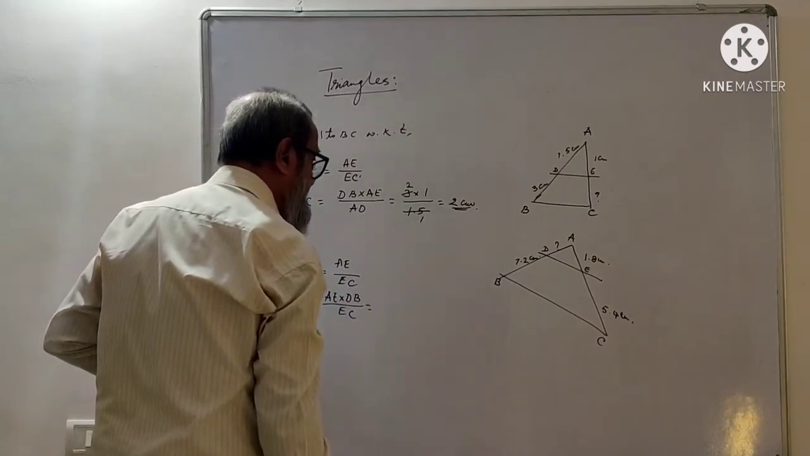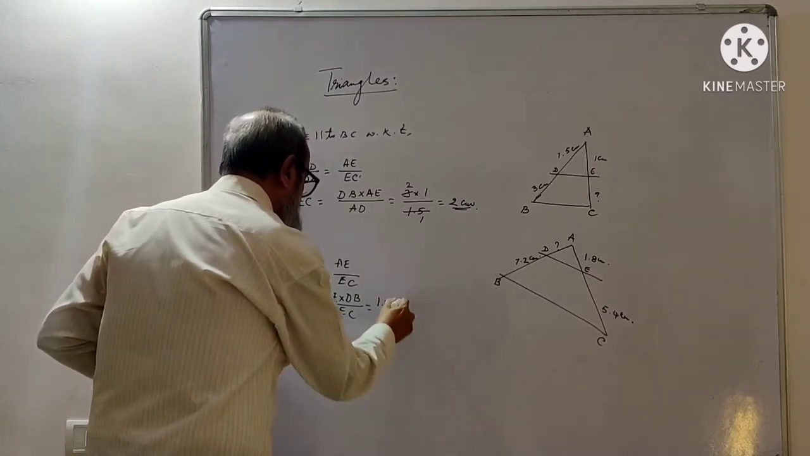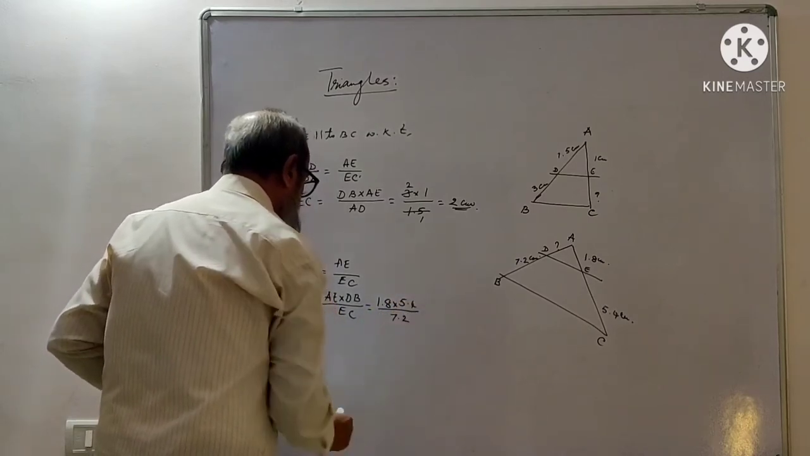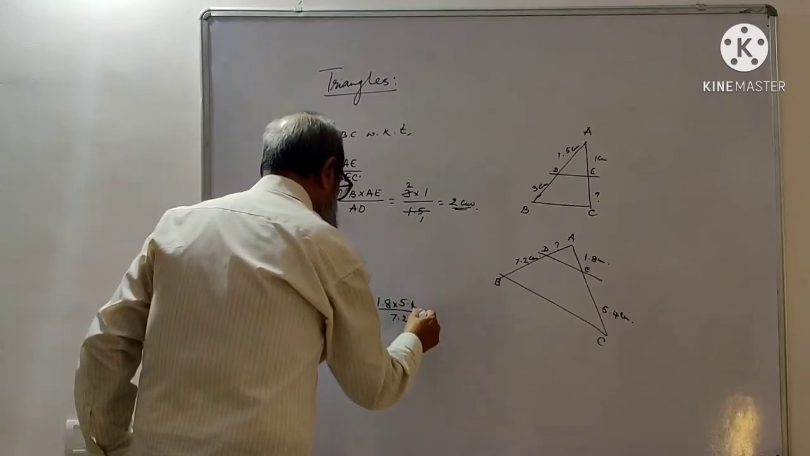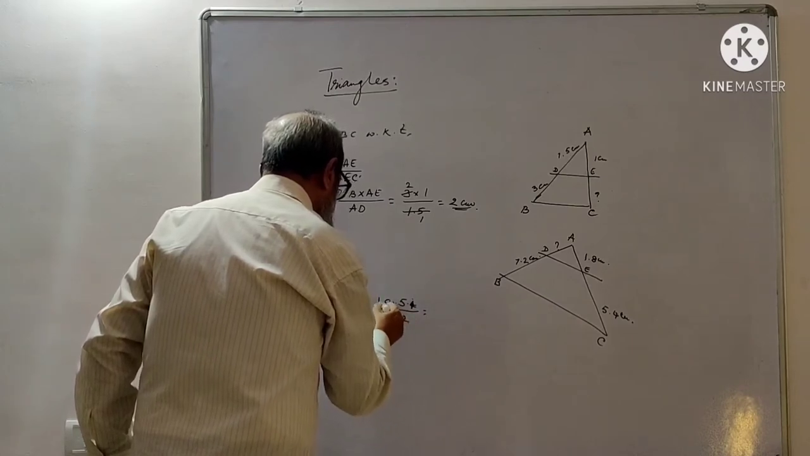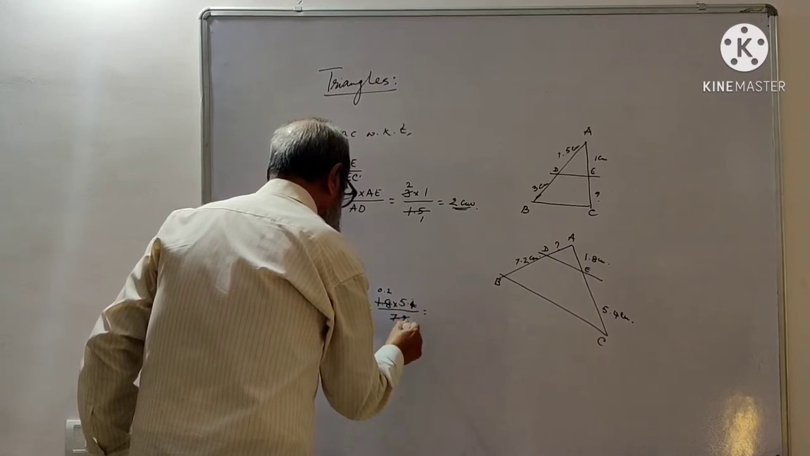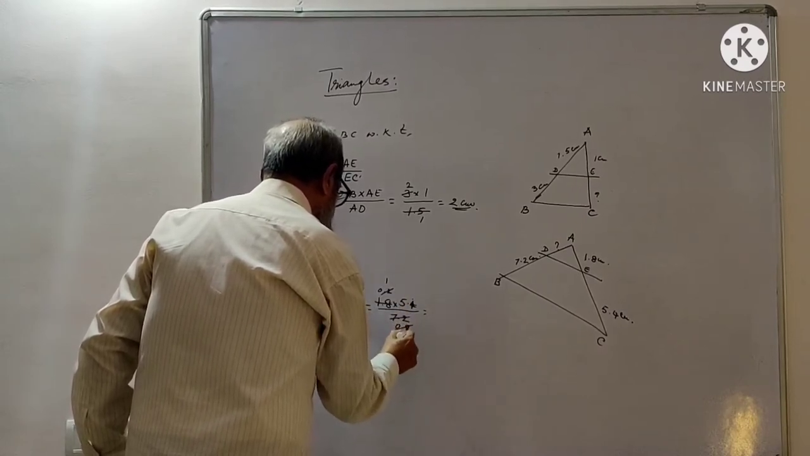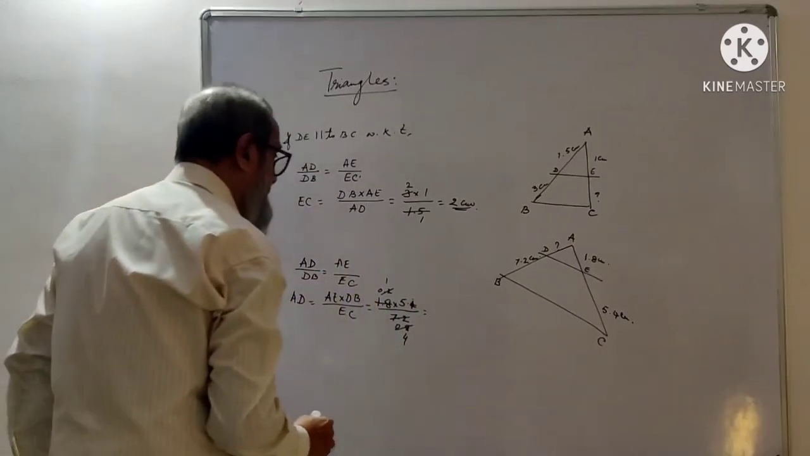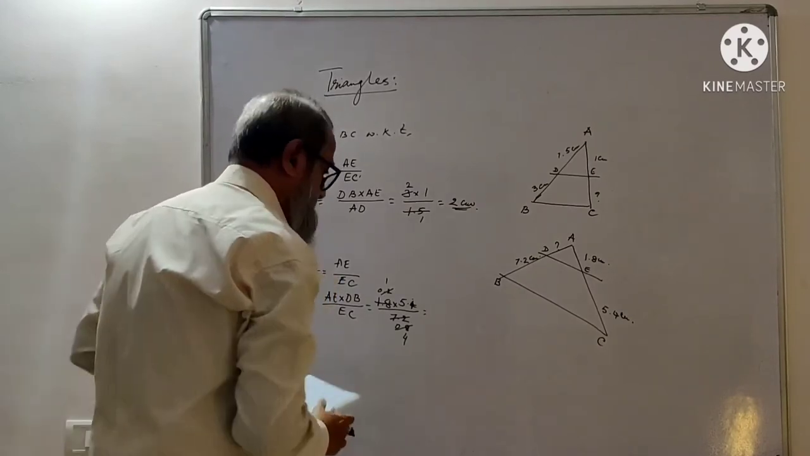AE is 1.8 into DB is 5.4 divided by 7.2, or it can be written as nine into point eight. This is 4 times. No, there is some mistake here.